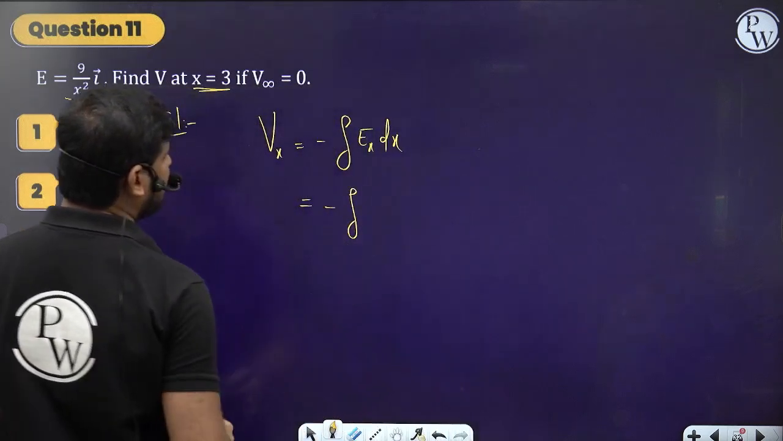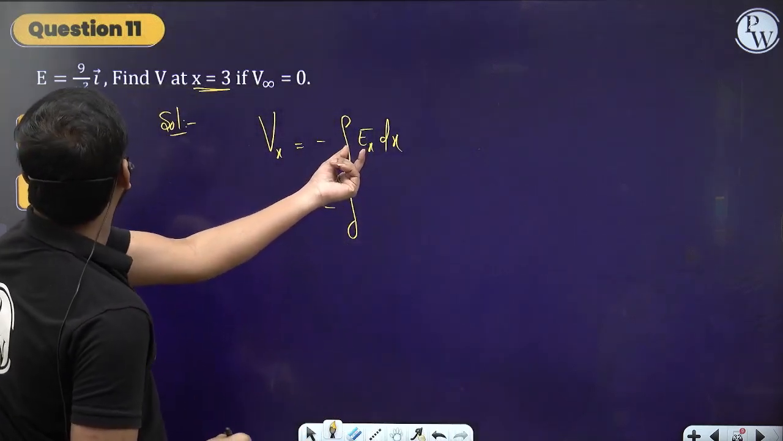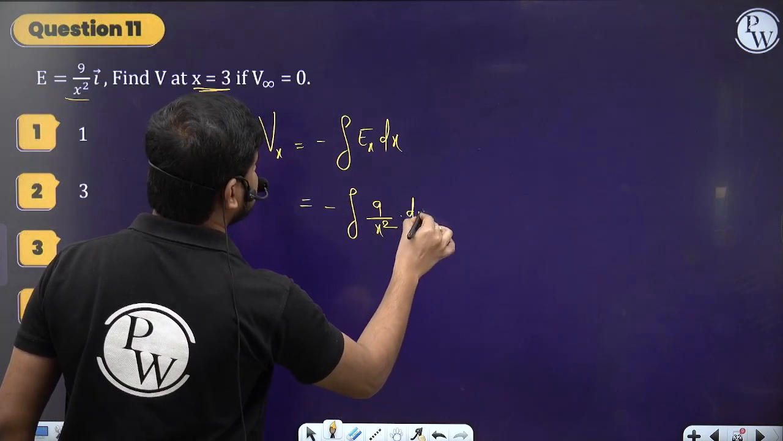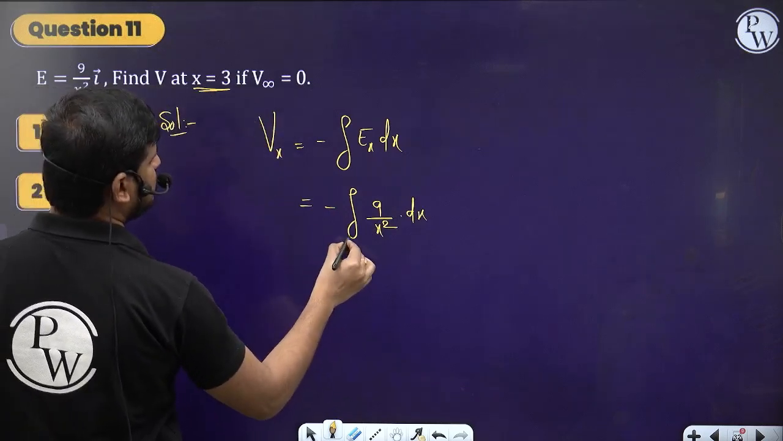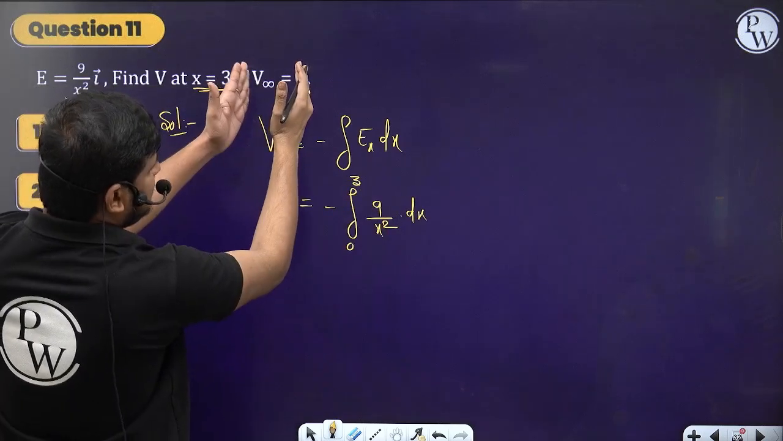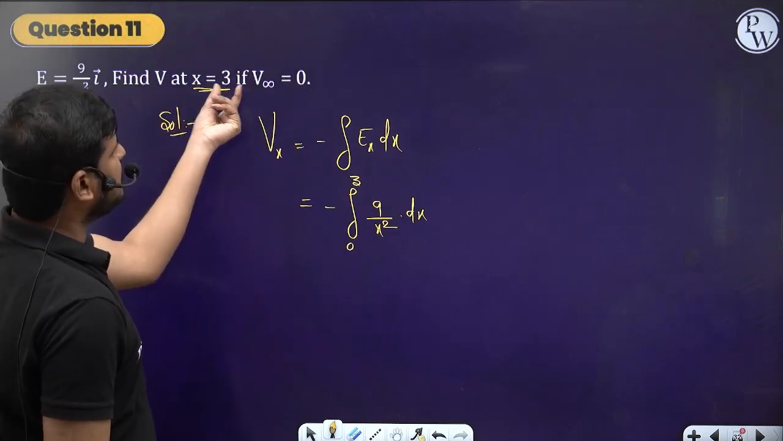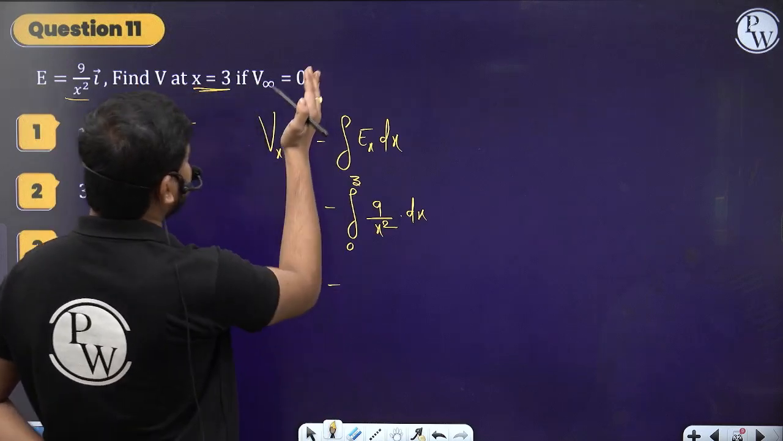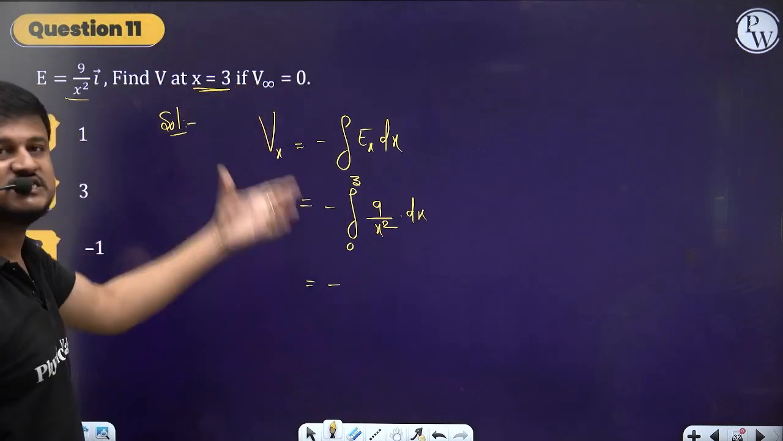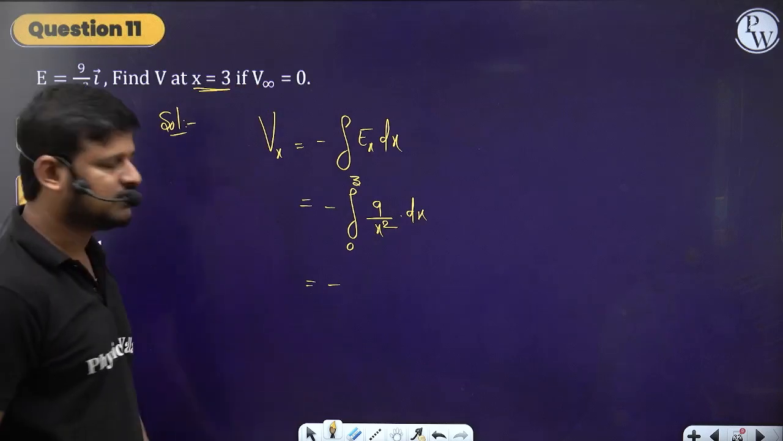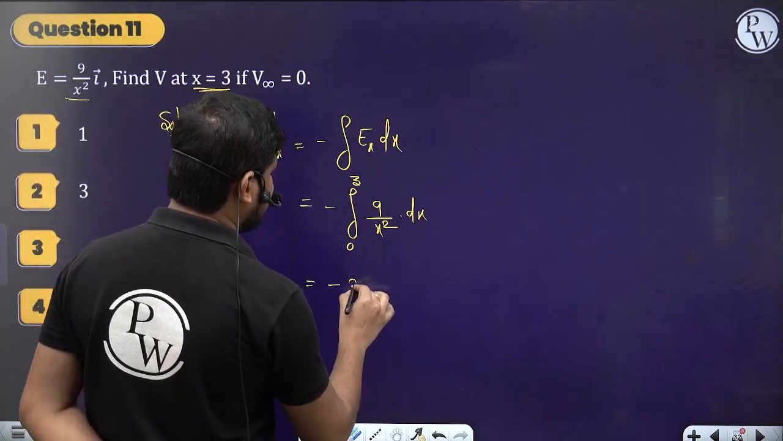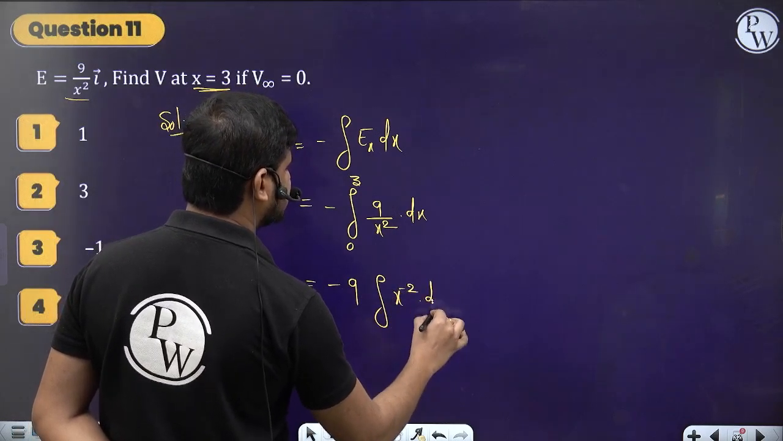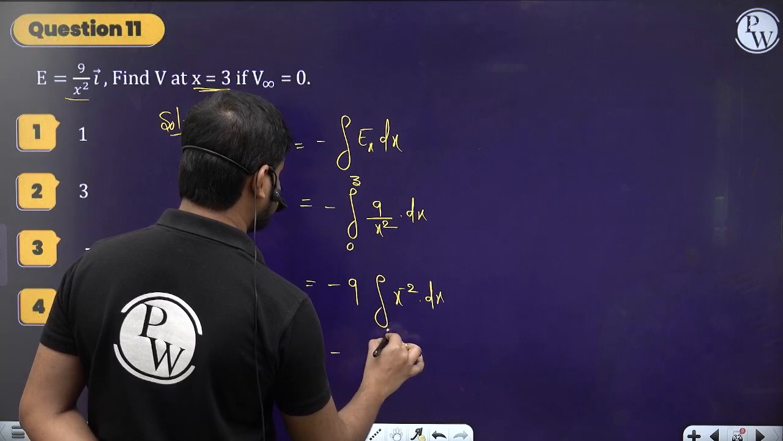The integration of, from where to where? Here Ex is 9 by x square into dx, from 0 to 3. So find initial to final at x equals 3, if V at infinity is 0. Because you are bringing it from the infinity point to the x equals 3 point, only potential will develop, right? Understanding? So 9 is constant, and then the integration of x to the power minus 2 dx, from 0 to 3.